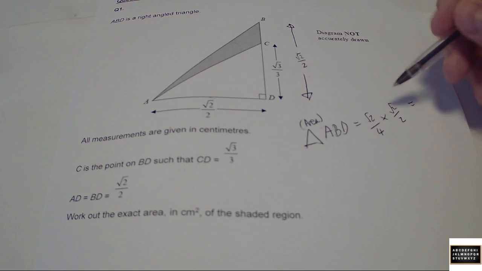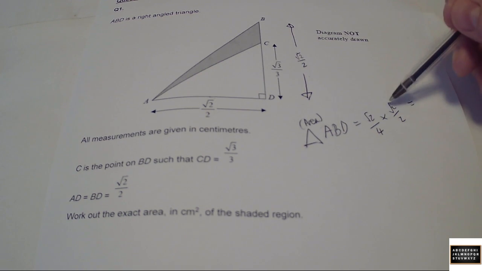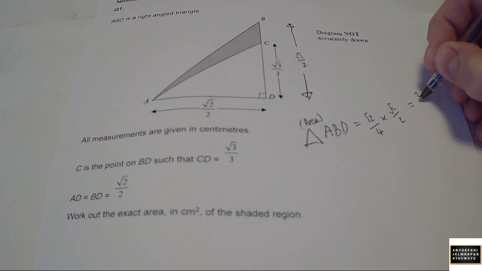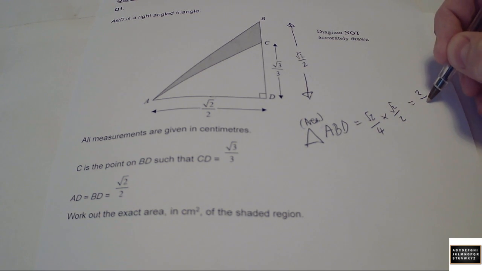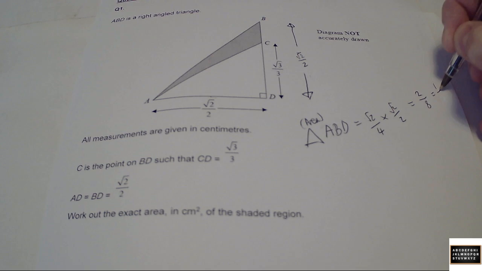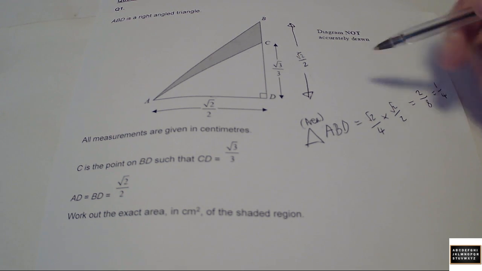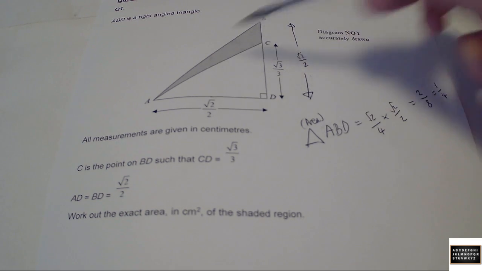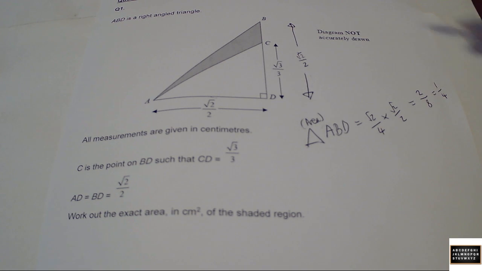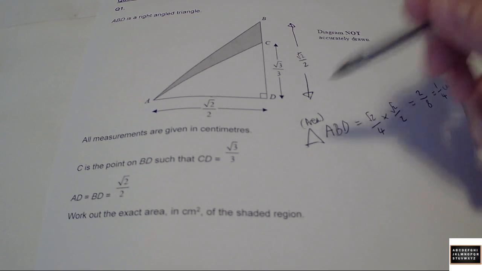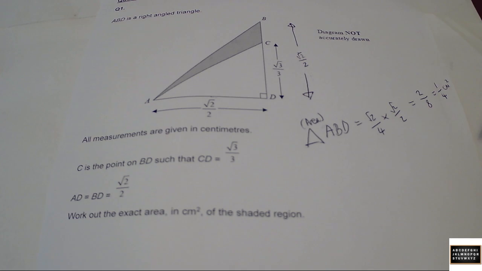Now on the top, if you're multiplying fractions, you'll have root 2 times root 2, well, that's just 2. And then 4 times 2, well, that's 8, so that's a quarter. So the area of the big triangle, this big one here, is a quarter centimetres squared in this case, because it does say all measurements given in centimetres.